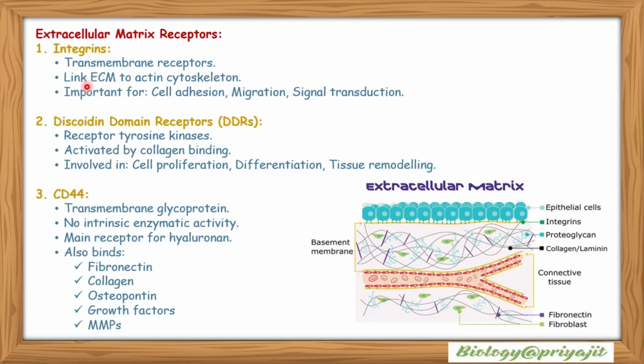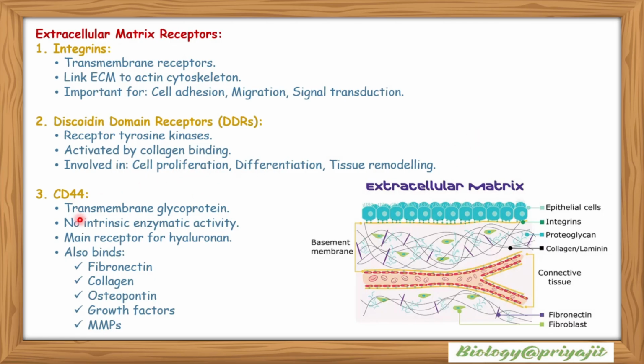Extracellular matrix receptors. Integrins are transmembrane receptors. They link the ECM to the actin cytoskeleton. They are important for cell adhesion, cellular migration, and signal transduction. Discoidin domain receptors or DDRs are receptor tyrosine kinases. They are activated by collagen binding. They are involved in cell proliferation, differentiation, and tissue remodeling.